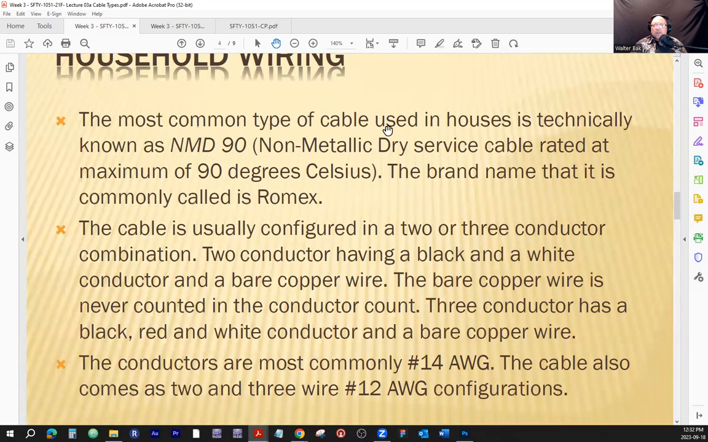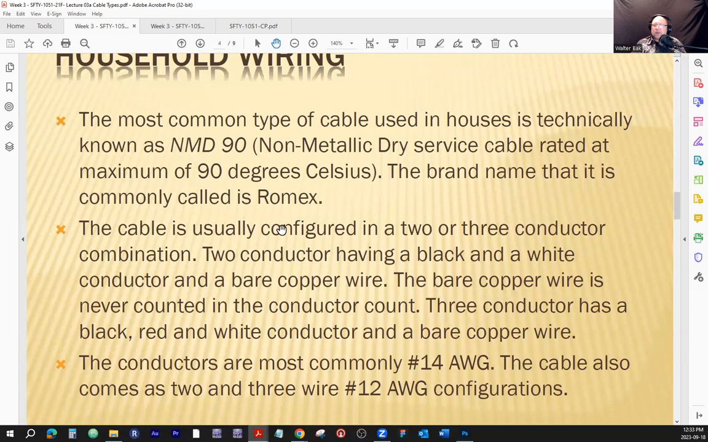The most common type of cable that's used in the houses is technically known as NMD90. That's non-metallic dry service cable. What does that mean? Service cable is a cable that provides power, as opposed to what else? Well, you could have signal wires, microphone wires, data wires. They provide some sort of a signal, but they're not specified to provide power. So that's where the service cable comes in. NMD90: non-metallic dry service cable rated at a maximum of 90 degrees Celsius.